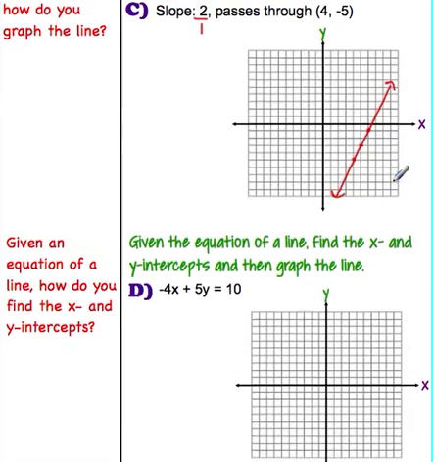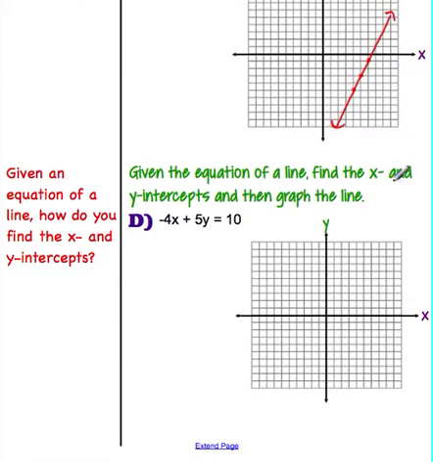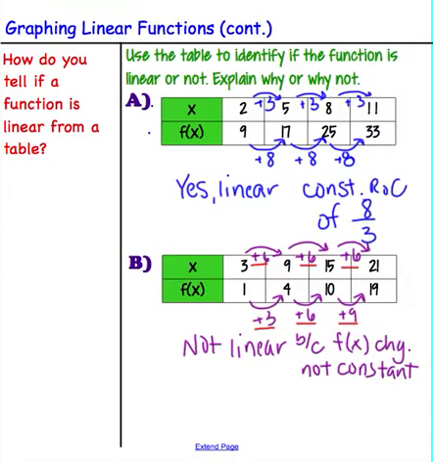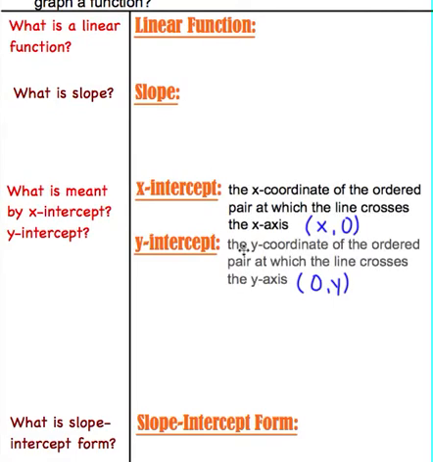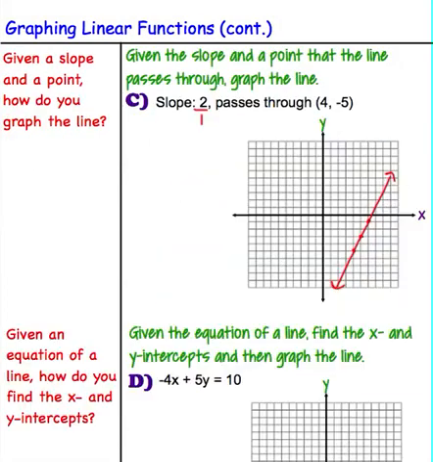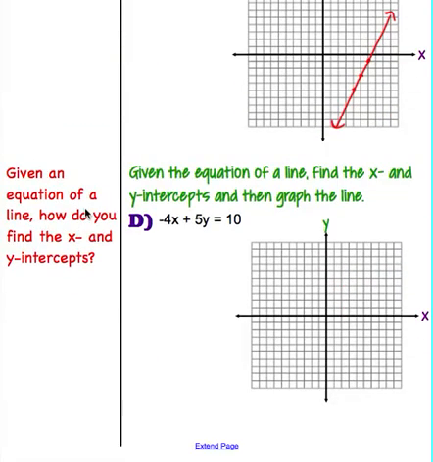Now, what if I'm given an equation and I need to find the x and y intercepts and then graph the line? Now, if you recall from our definition back 2 slides ago, we have our definition here, our x-intercept and our y-intercept. Notice the x-intercept has 0 for y and the y-intercept has 0 for x. So knowing that, we're going to use that to our advantage. And here we have -4x plus 5y equals 10.